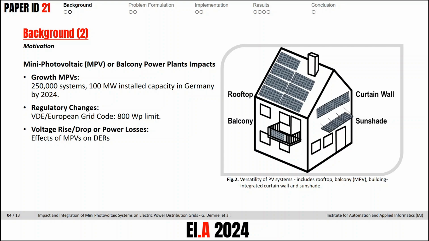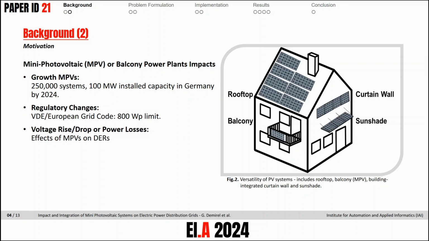With 250,000 systems and 100 megawatt capacities expected in Germany by 2024, these systems are significant. Regulatory changes, such as the 800 watt peak limit of the VDE or European Grid Code, address voltage rise, voltage drops, and power losses. We use sensitivity analysis to explore these effects of MPVs on DERs.